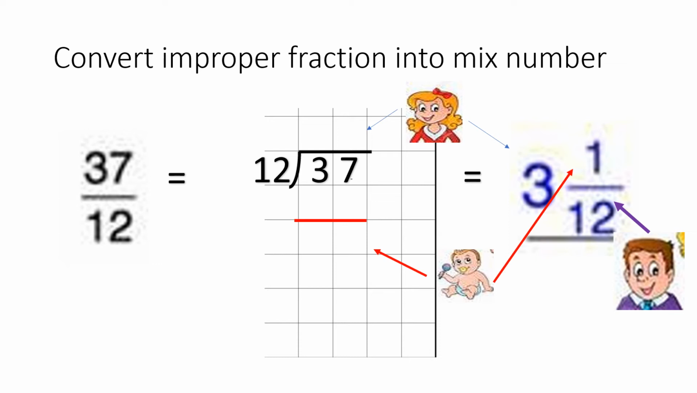Look at the times table 12. Times table 12 do not have 37. So what is the nearest? Is 36. Now 12 times 3 is 36. 37 minus 36 is 1. Now write it in the mixed number. 3 the whole number, 1 the numerator which is the remainder, and 12 the divisor is the denominator.